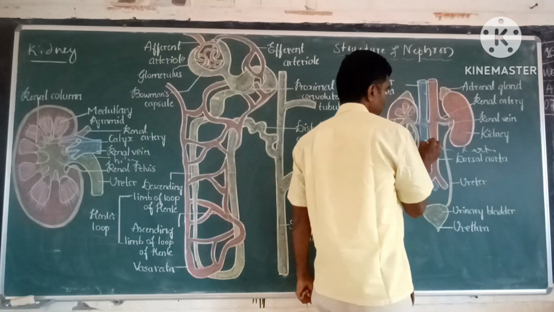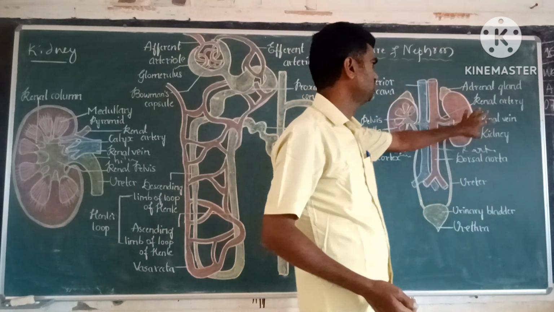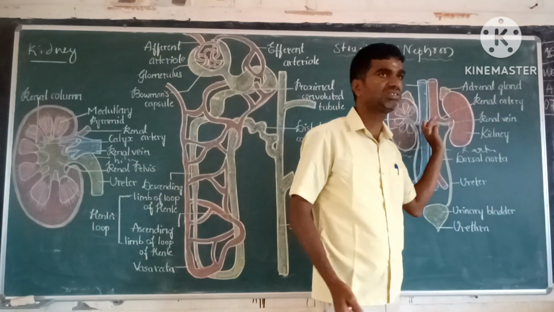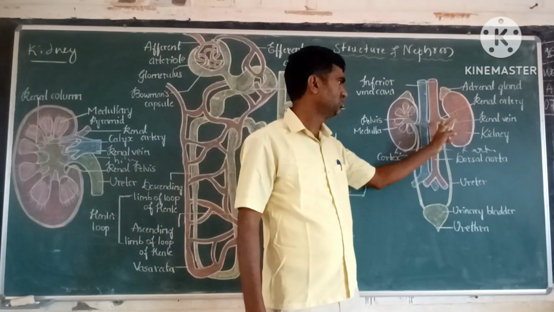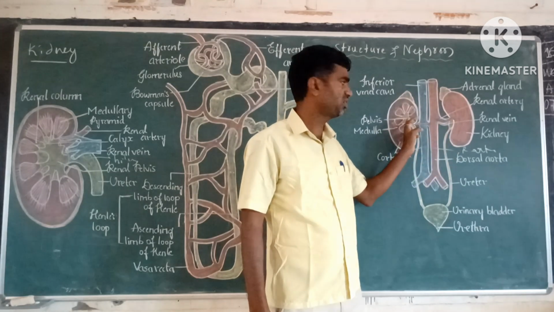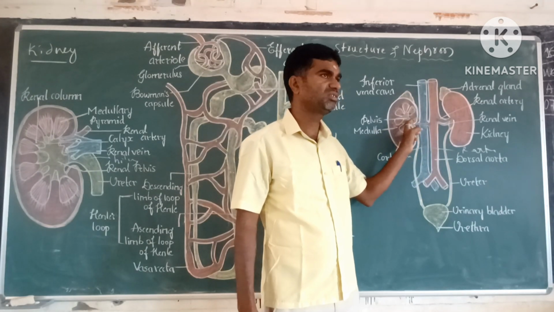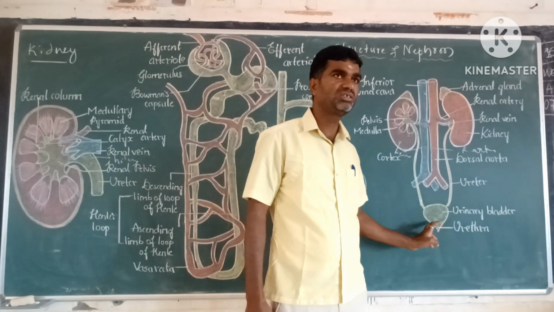Renal veins, like arteries and veins, are present here. So they are called renal arteries and renal veins. This is the structure of the kidney. Now from the columns of Bertini, the pelvis continues through the ureter.